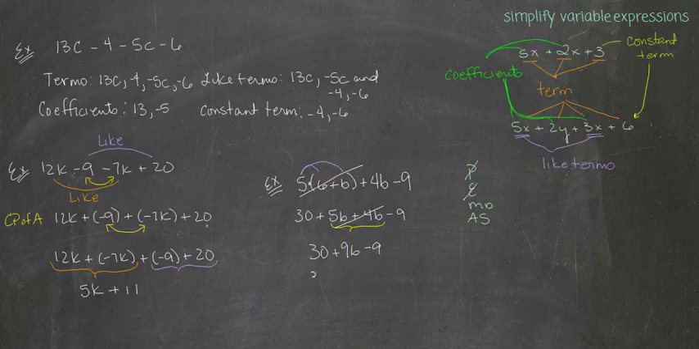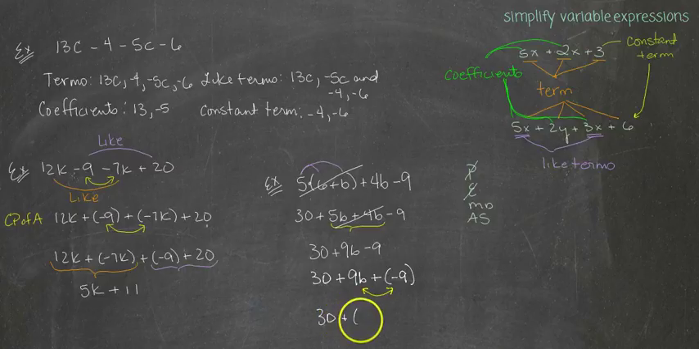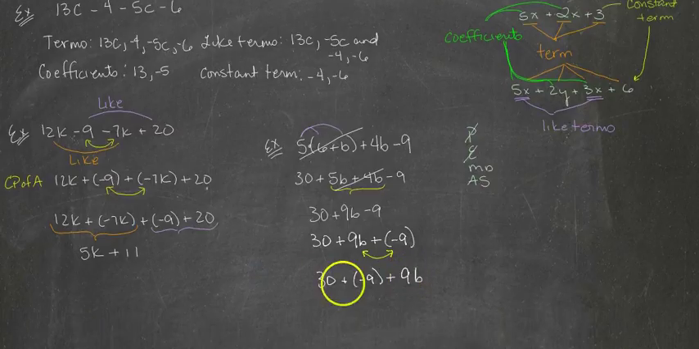So let's rewrite this. 30 plus 9b plus negative 9, because subtracting 9 is the same thing as adding a negative 9. Now I can switch these two using the commutative property, and I get 30 plus negative 9 plus 9b. And 30 plus negative 9 is just 21 plus 9b.